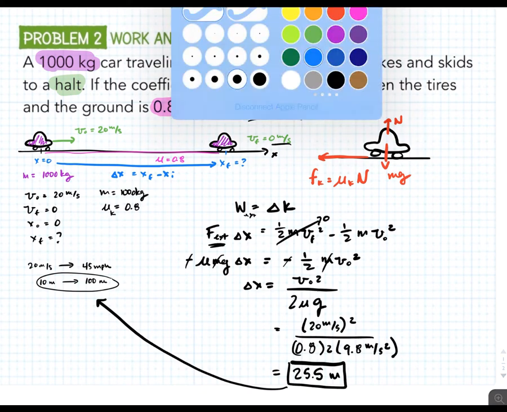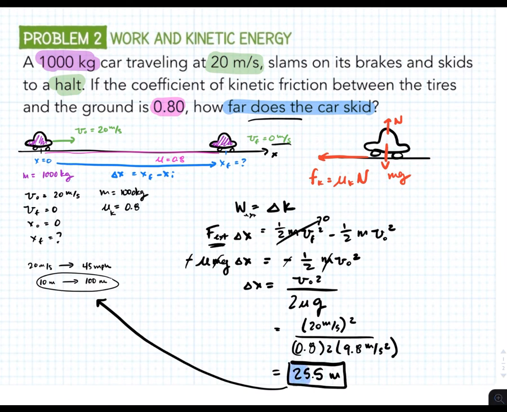Just filling in over here. Remember, this is delta x. And since x initial is 0, delta x is the same as x final in this case.